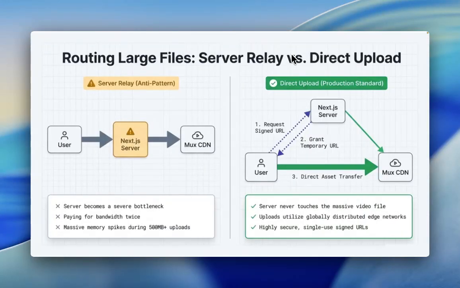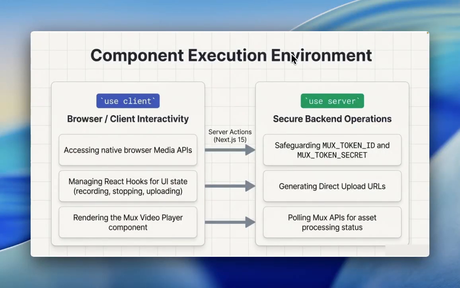So what happens is you have a routing choice: large file server relay versus direct upload. In the relay, you have the Next.js server and then the Mux CDN. The server becomes a severe bottleneck: you pay for the bandwidth twice, with massive memory spikes during 500 MB plus uploads. With direct upload, it bypasses the Next.js server: the user requests a signed URL, the server grants a temporary URL, and it goes to Mux CDN direct access transfer. The server never touches the massive video files, uploads utilize a globally distributed edge network, and it is highly secure with a single-use signed URL.